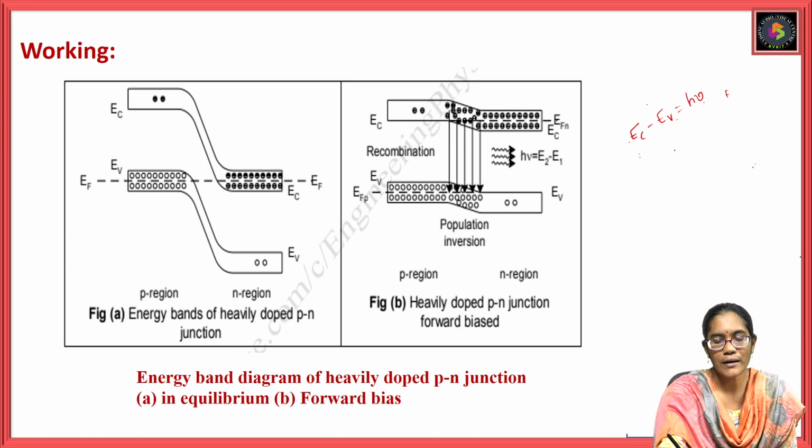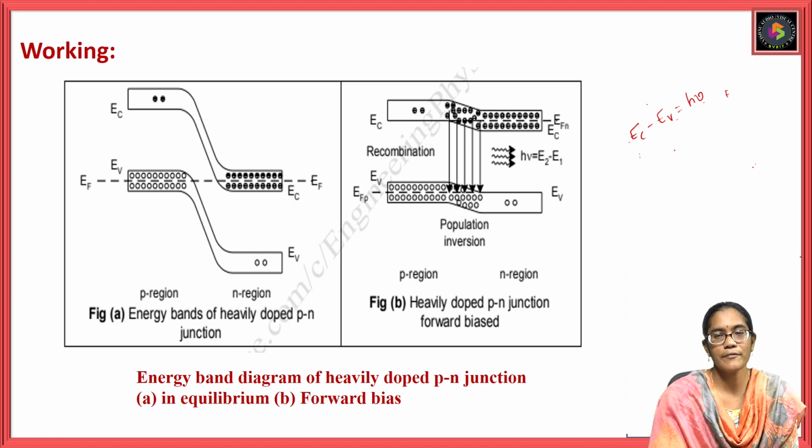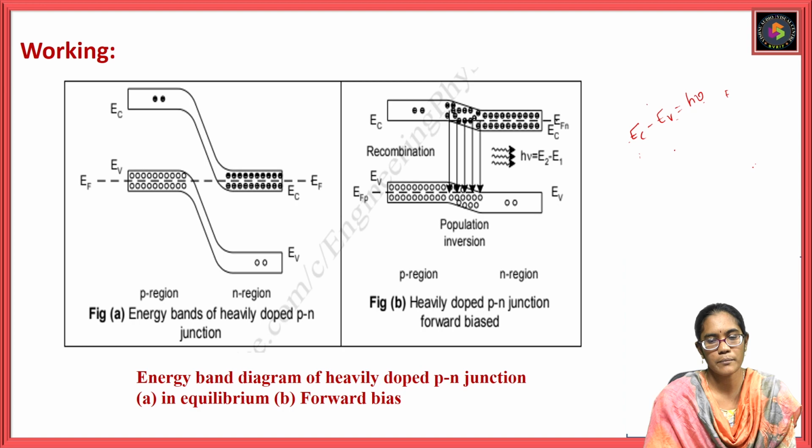So more electrons can recombine with the holes in the valency band. So more photons are emitted, which is h nu equals E2 minus E1. If more photons are emitted, more light can be achieved and more lasing action can be done. This emitted wavelength mainly depends upon the band gap of a material, and it also depends upon the concentrations of donor and acceptor atoms present in the gallium arsenide.